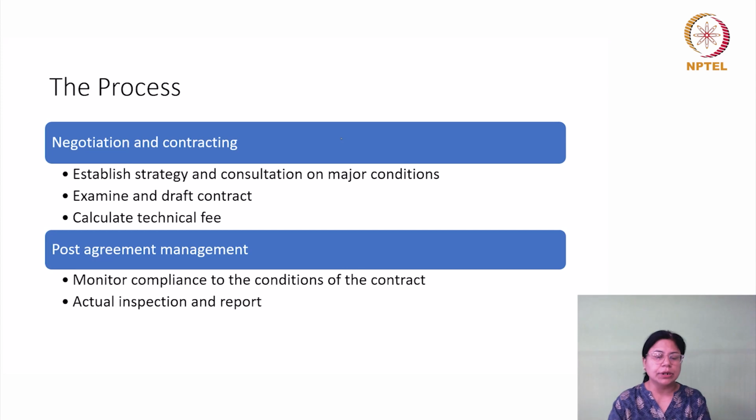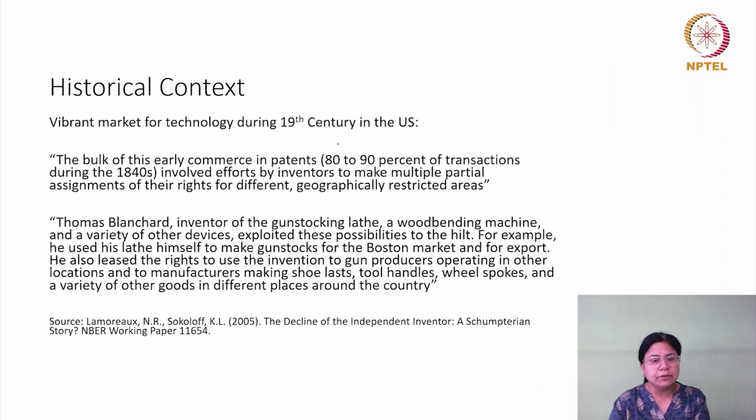Is the term market for technology something which is a 21st century phenomenon, or has it been existing earlier also? A very interesting study in this case highlights that there was a very vibrant market for technology during the 19th century. The reference is given in the end, and the study is actually talking about how over a period of time the independent inventors declined, but the cases which they have highlighted are very much of interest for the way we visualize and understand the market for technology.